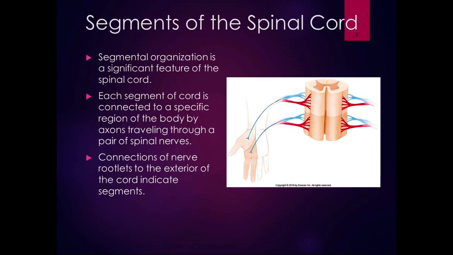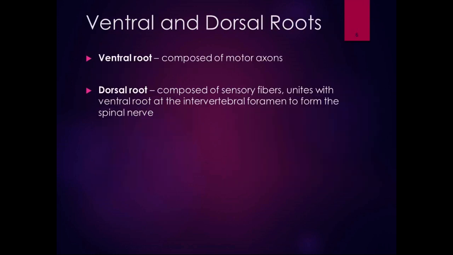However, within the cord, the distinct segments are not really evident, because of that vertical column arrangement that we've already talked about. There's a continuous vertical column from the brain to the termination of the cord. So that segmental part is at the intervertebral foramen. So the ventral root is composed of motor axons. The dorsal root contains sensory axons. So the somas of the sensory neurons are found in the dorsal root ganglion. So the spinal nerve consists of all sensory and motor axons connected with a single segment of the cord.